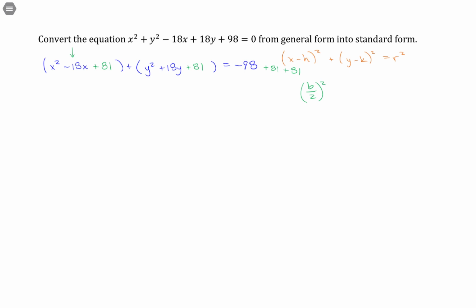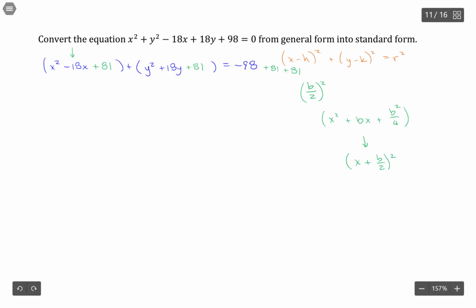The next step in the process is to factor. Now what's really cool is the perfect square trinomials is what I have here. So these look like the form x squared plus bx plus technically b divided by 2 squared, which is the same thing as b squared over 4. And this just happens to factor into, because we've set it up this way, x plus b over 2 quantity squared. We don't really have to do anything to factor these things.